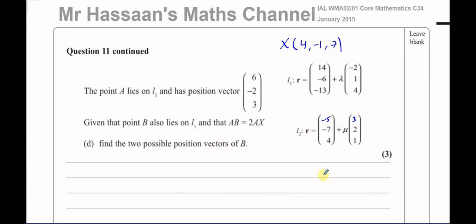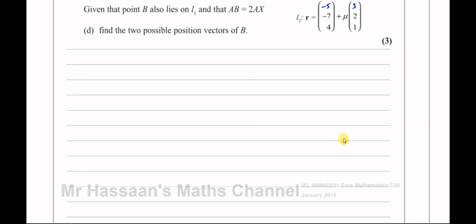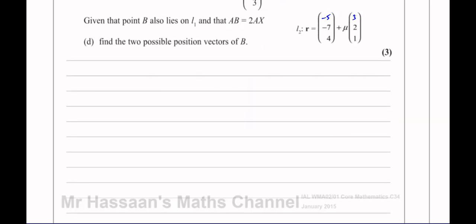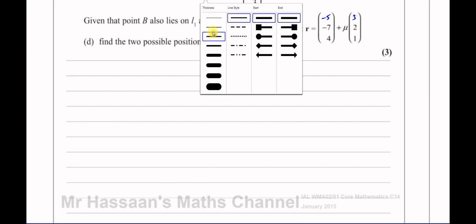So this is the information we have so far. We know the position vector of X. We know the coordinates of X, therefore its position vector will be (4, -1, 7). We know the equations of line 1 and 2. We know the numbers that we're missing in it now. And we know there's a point A that lies on line 1. So let me make a little sketch. It's always good to sketch these kinds of problems to give you an idea of what's going on.